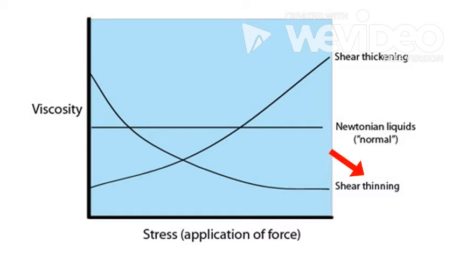The second type is the shear thinning fluid, which is the opposite of the shear thickening, and the more the force, the less the viscosity.